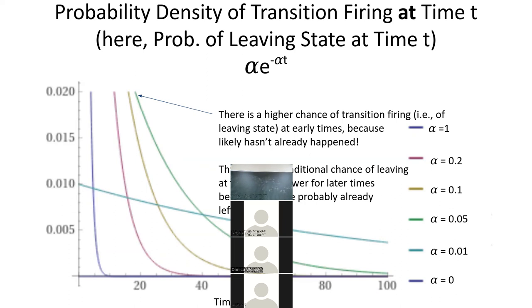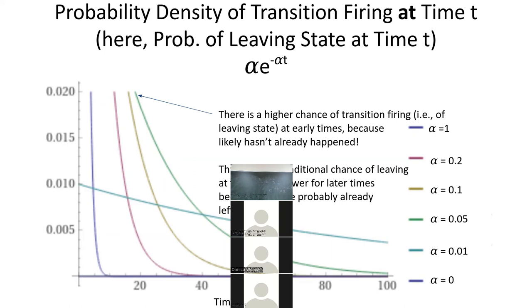That's of this form, alpha times e to the minus alpha t. This is the probability density that you leave at time t. And you're much more likely to leave earlier than later, mostly because you probably already left by a later time. It's early on that we're probably still in the state. So if we consider when we leave, the chances are much higher that we'll do that early rather than very late, because it's unlikely we'll remain to do it late.